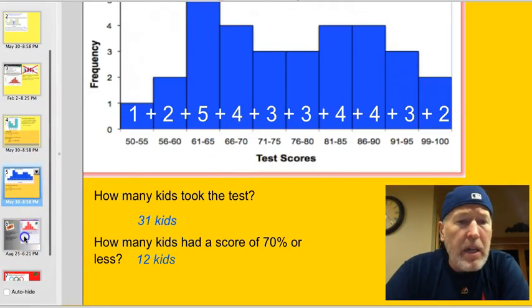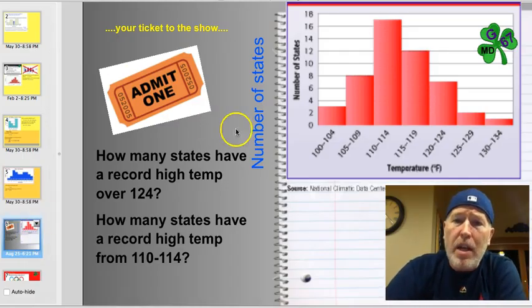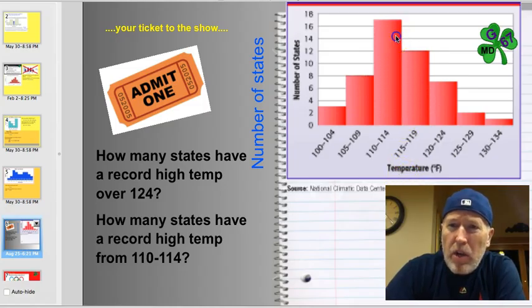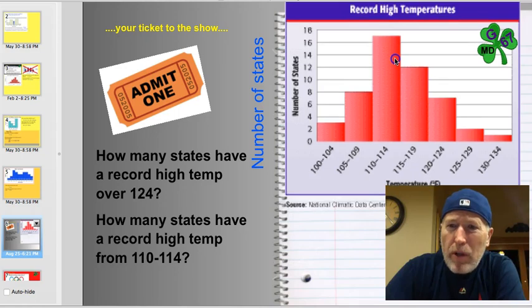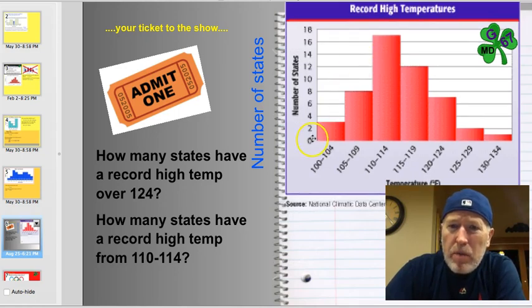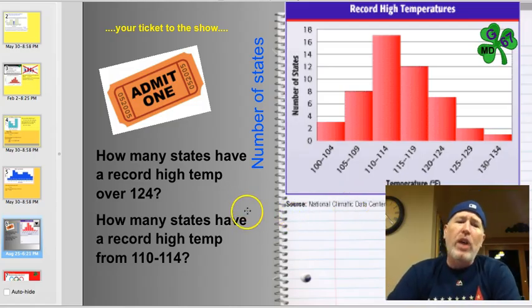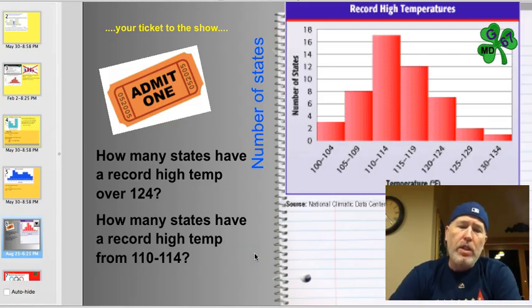All right, time for the ticket to the show. Here we go. I'm going to read it to you. It says number of states over here. That's a little blurry. And these are temperatures, the record high temperatures. Number of states, we've got 0 to 18 going this direction. First question, how many states have a record high temperature over 124 degrees? Second question, how many states have a record high temperature from 110 to 114 degrees? Check your buckets.